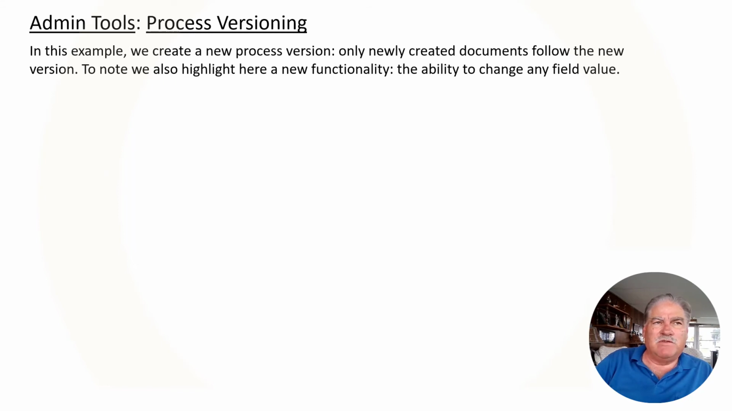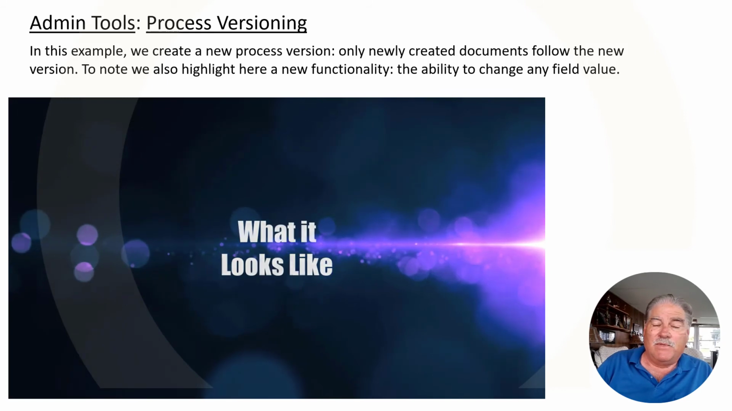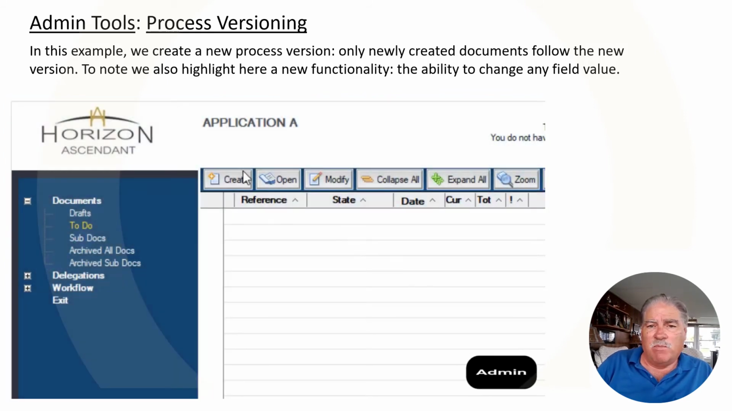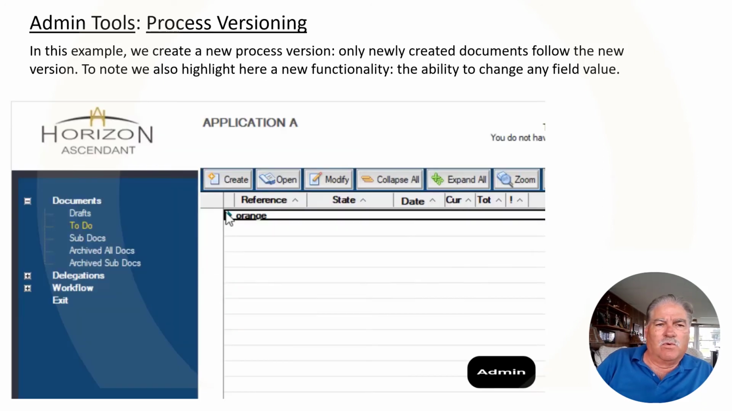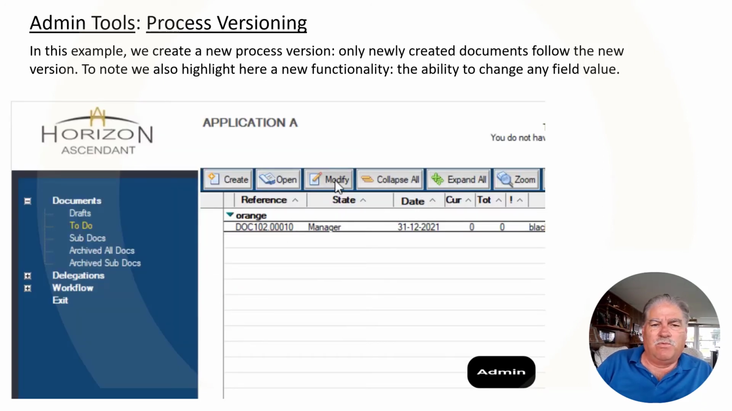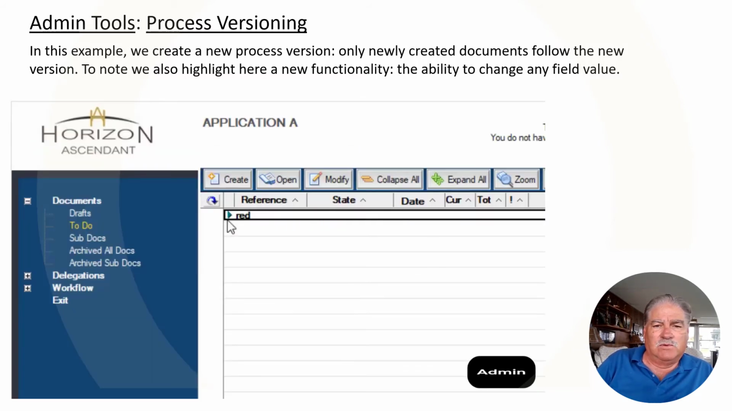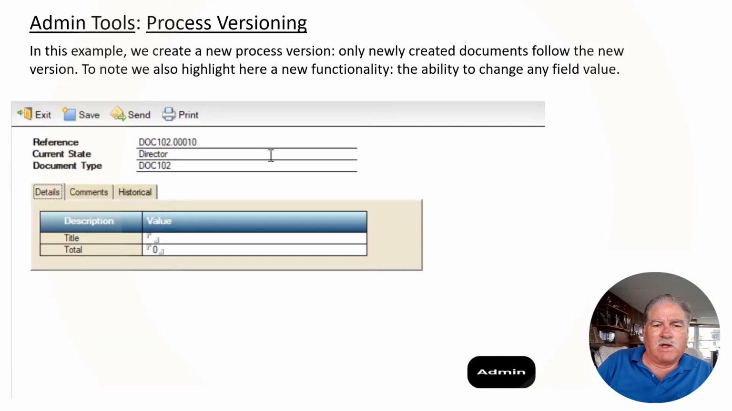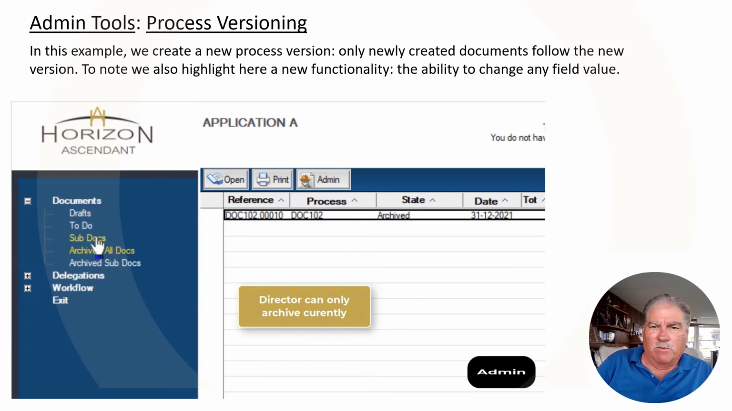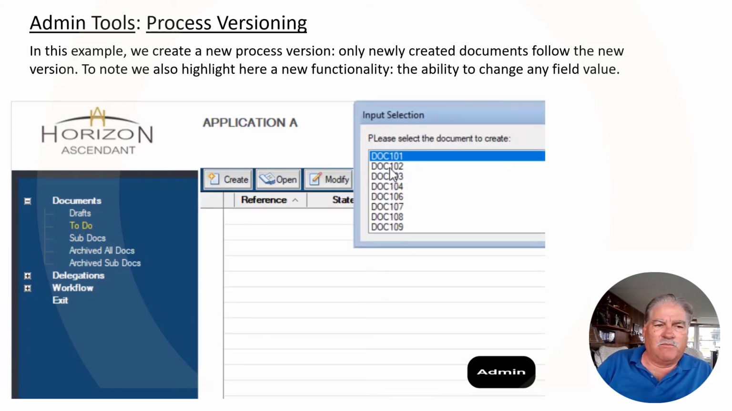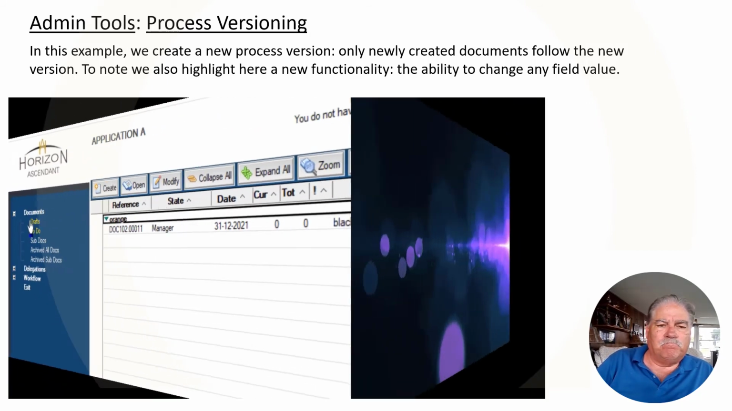Process versioning. It's important to remember that processes are living, breathing organisms. They change over time. And to accommodate that, we want to use a system of versioning. So first, I'd like to show you the original process. We're going to advance now into the Director Read. And just to show you that Director Read has no option to send the document back to the author for modification. That user can only archive the document.